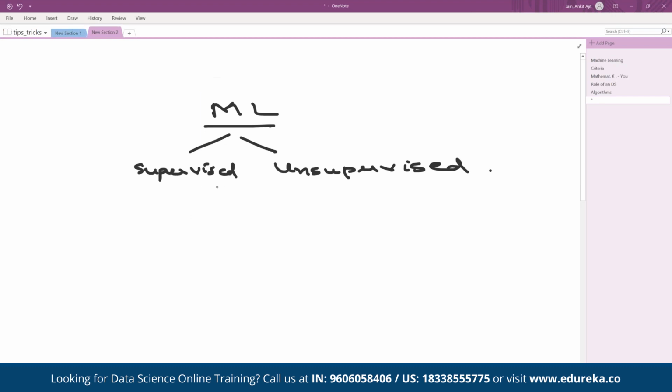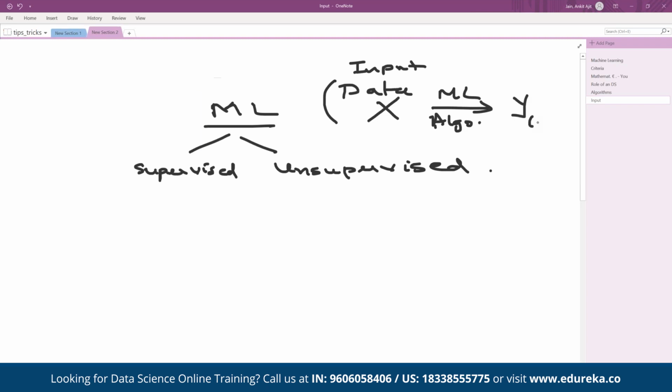Now what is supervised learning? As I explained before, the whole art of machine learning is feeding in data. We call it input data. Mathematically, input data is represented as X. From this input data, we feed it into a machine learning algorithm, and it will predict a Y, it will give an output.